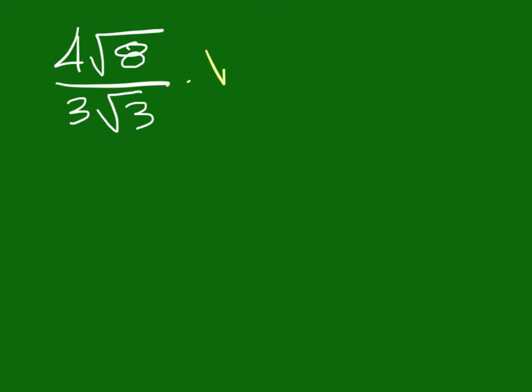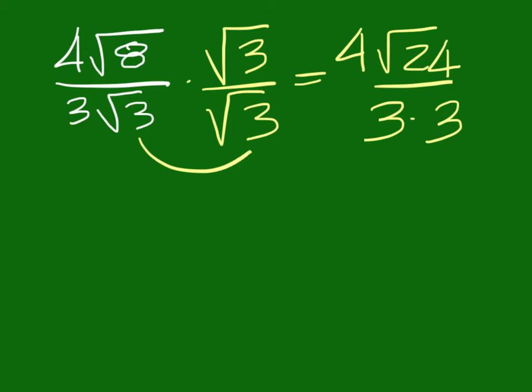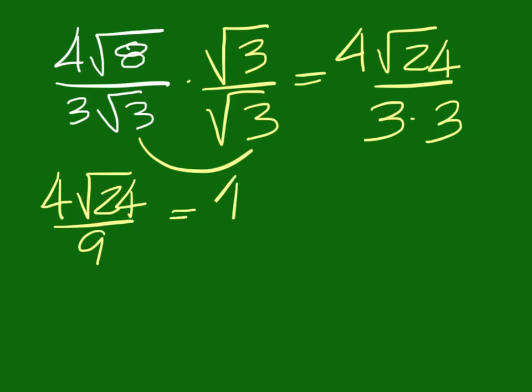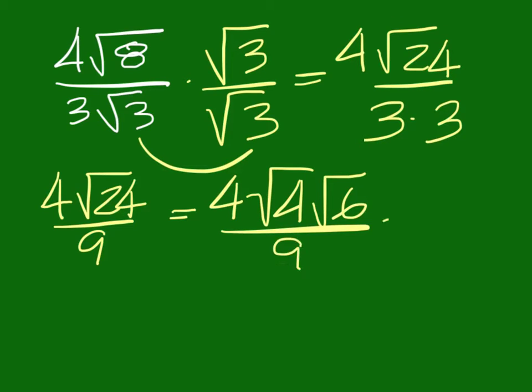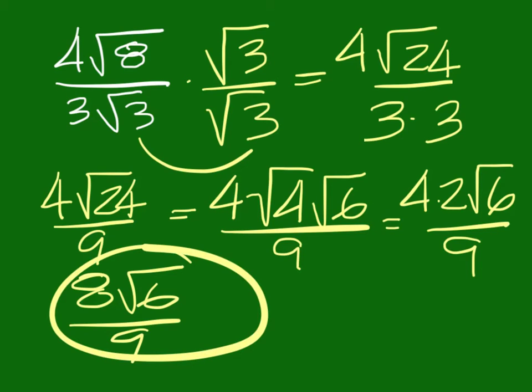On this problem, you have to multiply the top and the bottom by square root of 3 to get 4 square root of 24 over 3 times 3. That second 3 comes from there. So that's 4 square root of 24 over 9. The 24 breaks up as 4 and 6. So you'll have 4 times 2, and then square root of 6, and all of that over 9. 8 square root of 6 over 9 is the answer.